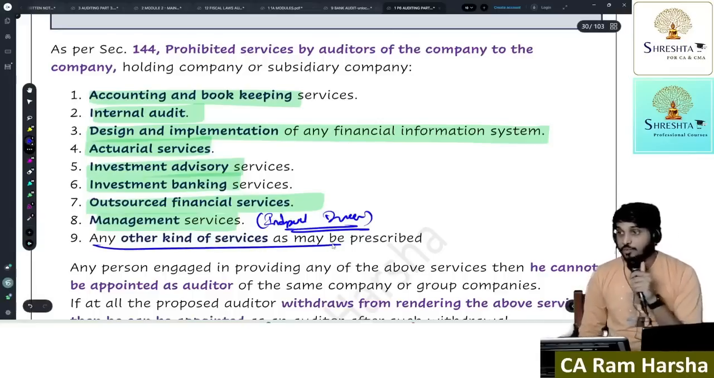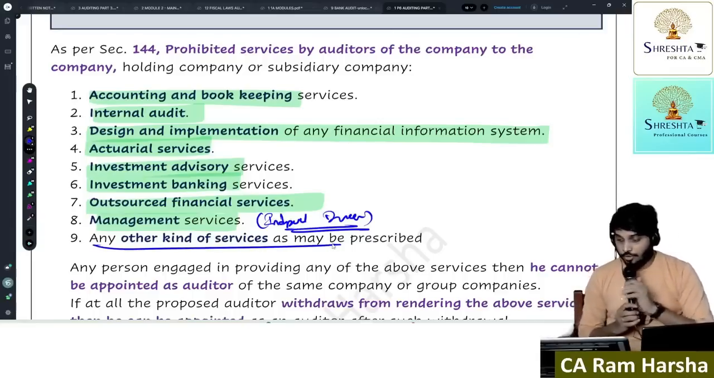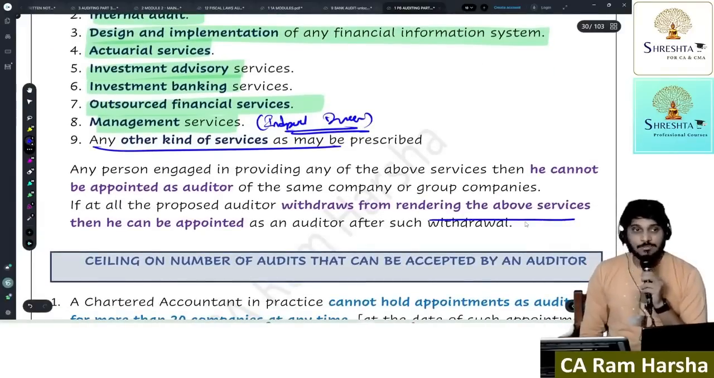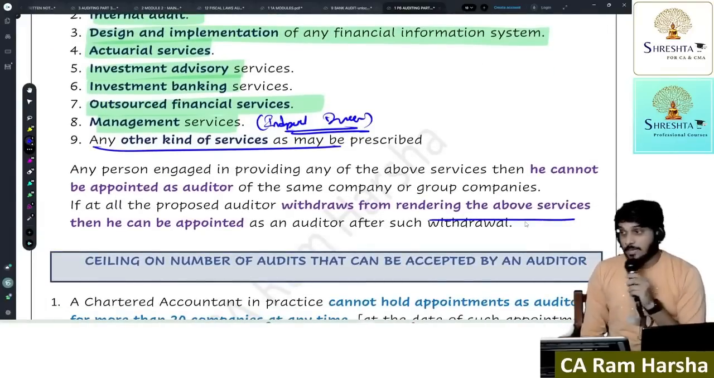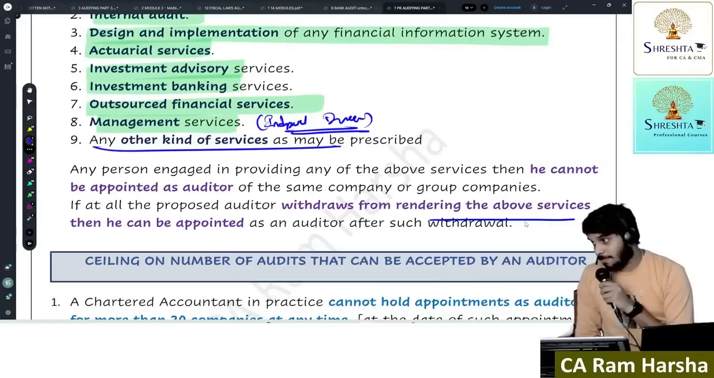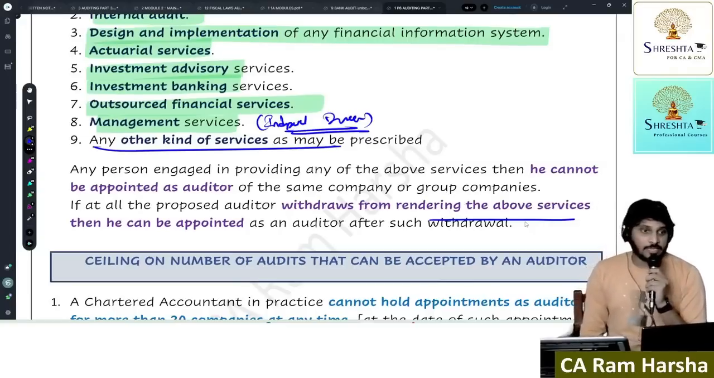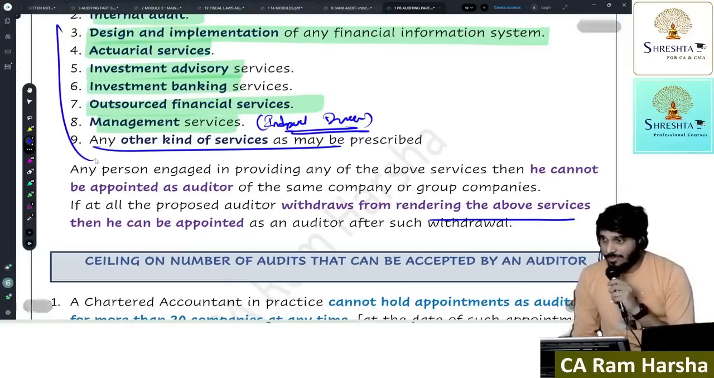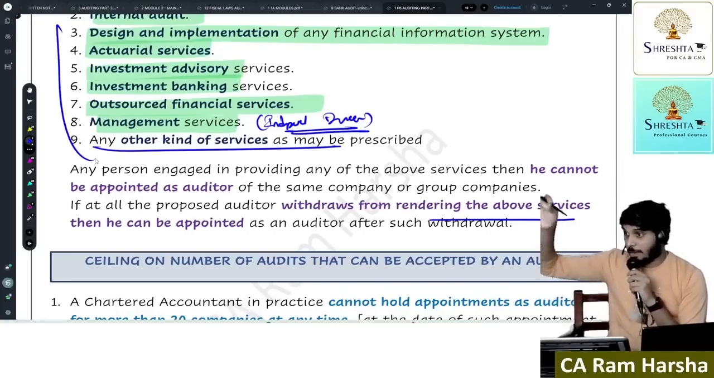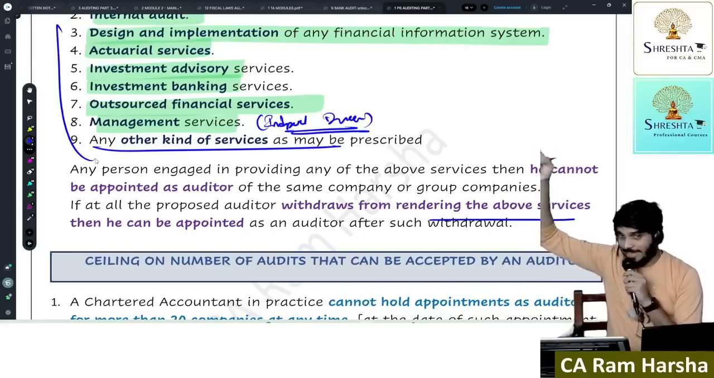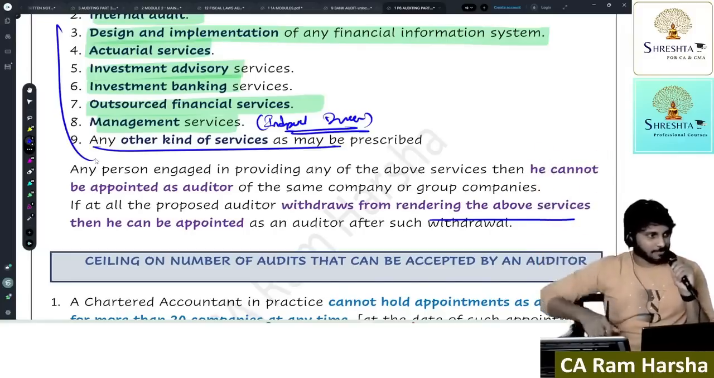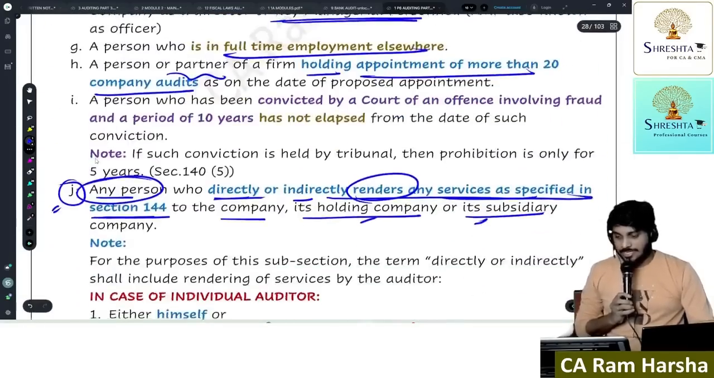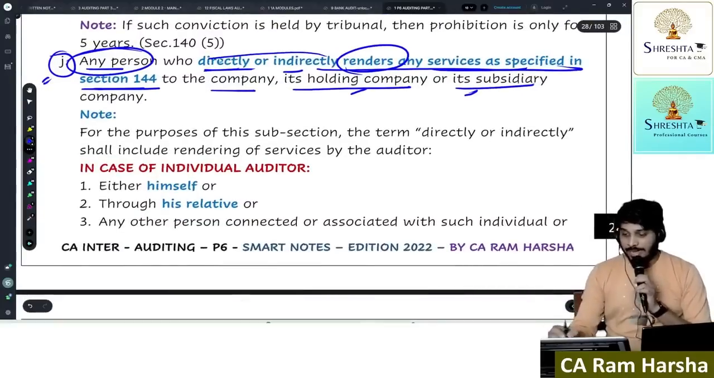Or any other service prohibited. Suppose you are having any of the above services, can you accept the appointment as an auditor? No. Suppose you withdraw from the above services, can you accept the auditor appointment in that company? Yes. You should not provide these services to which companies? The company where you are proposed as auditor, its holding company, and its subsidiary. That's it, correct?